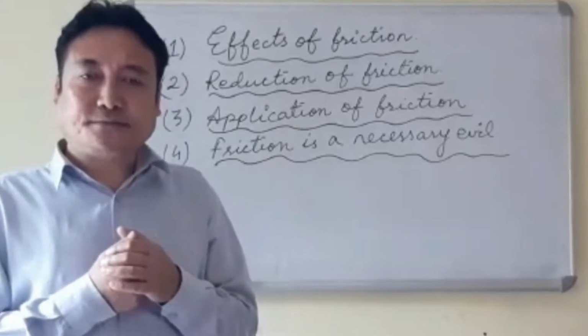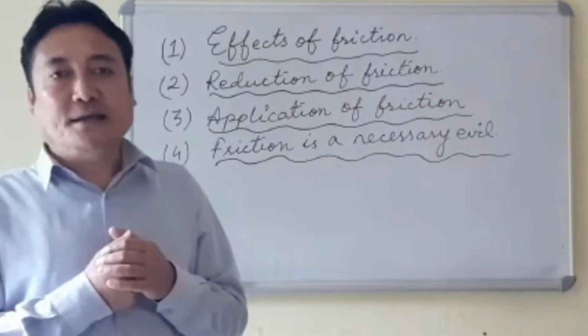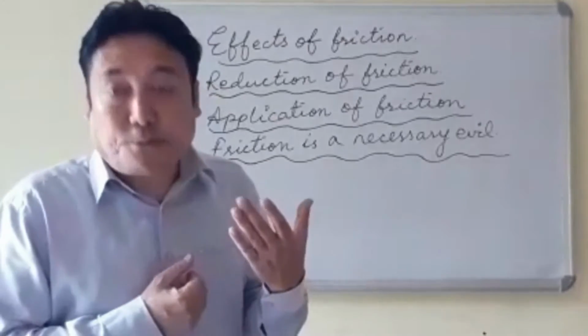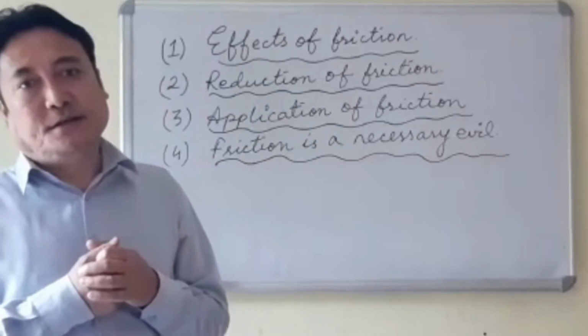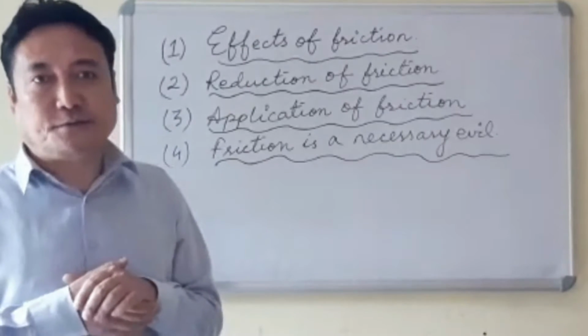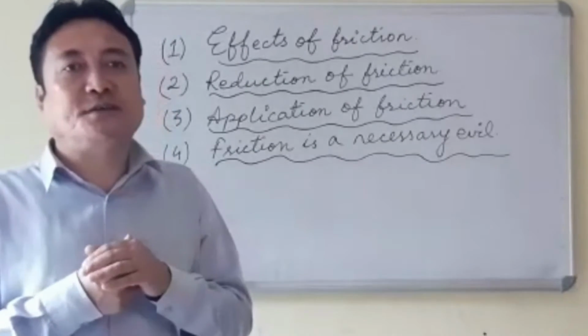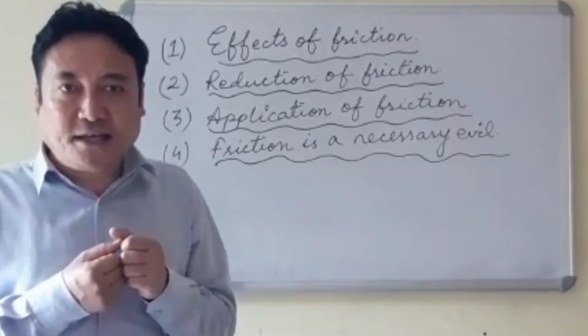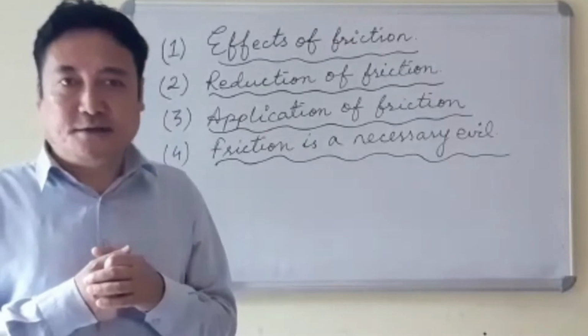Second one is by polishing the surface. When the surface is irregular or unpolished, and you polish the surface, then in that case the friction can be reduced.